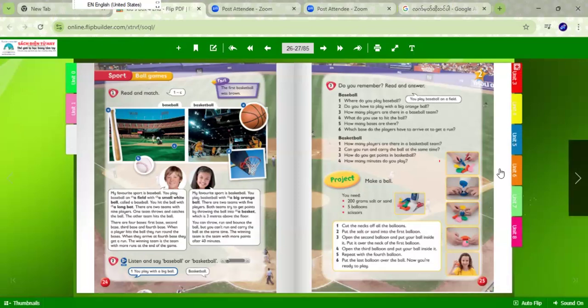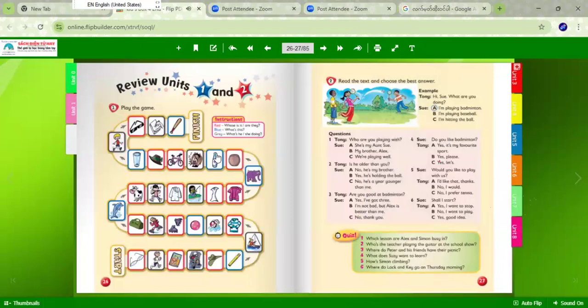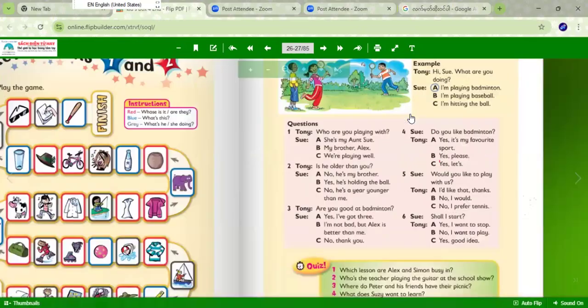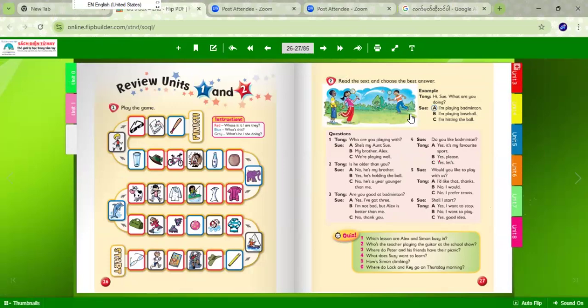And here is also playing. Here we will not play this one. We will move to answering the question. Here is a random question. Mostly this kind of question is random. You will just read the question and answer with the suitable answer. What is the suitable answer?